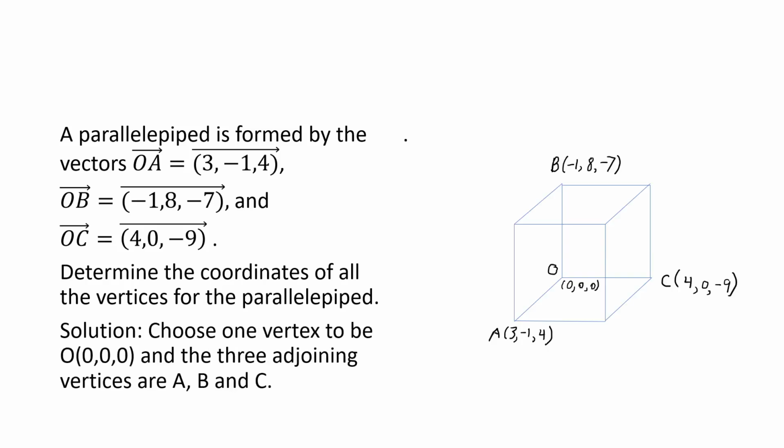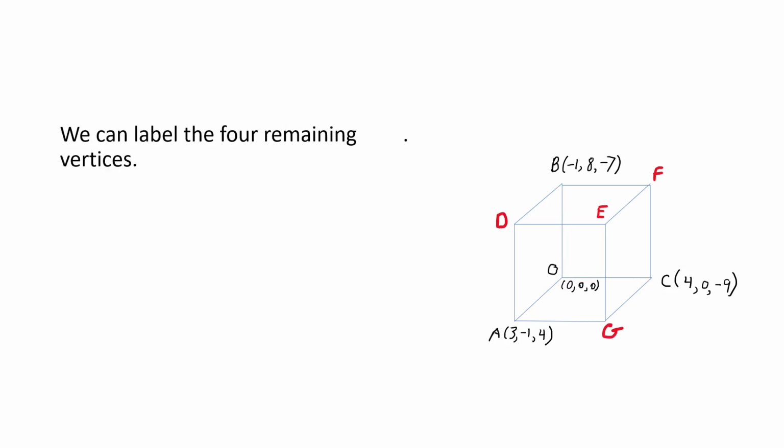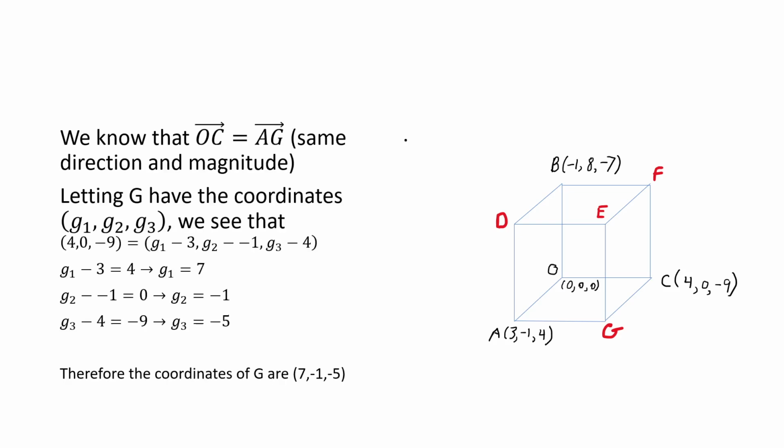We're going to pick one of those corners to be the point 0, 0, 0. And then the three edges emanating off of 0, 0, 0 will be the three vectors shown: 3, negative 1, 4; 1, negative 1, 8; and negative 7, 4, 0, 9. And from here, the question actually is pretty straightforward. We just want to label the four remaining vertices, and we're going to let G have the coordinates G1, G2, G3.